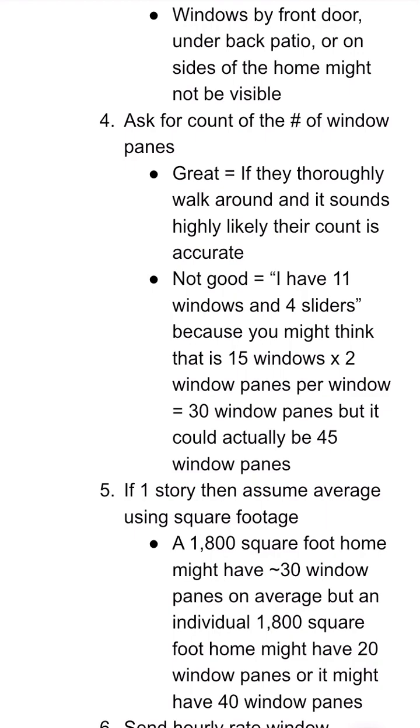You might think that's 15 windows, and a normal window is going to have 2 window panes per window, 1 stationary side, 1 side that moves. So we can take an educated guess. I took an educated guess in this case because the person had told me, oh, I've got 11 windows and 4 sliders. I thought, okay, well, they probably have 30 window panes. But then they provided us the pictures. They did not have 4 sliders and 11 windows. They had far more than 30 window panes. They had 45 window panes.